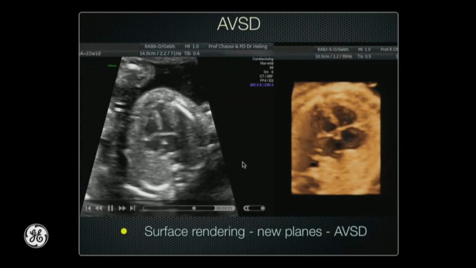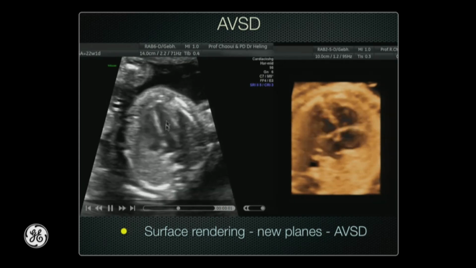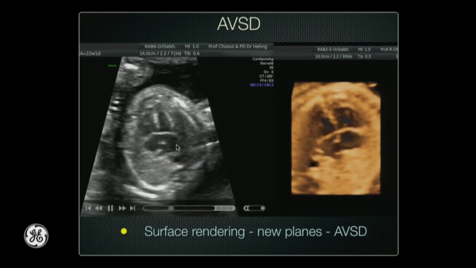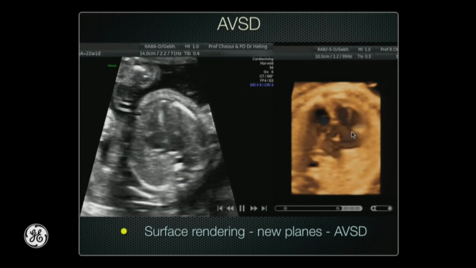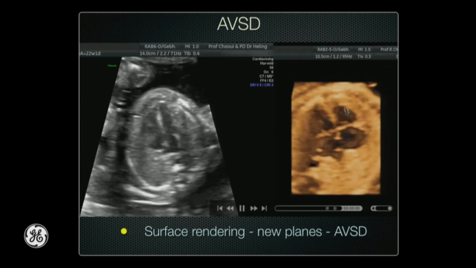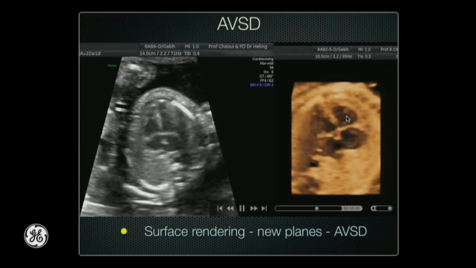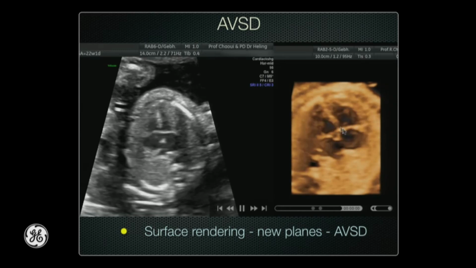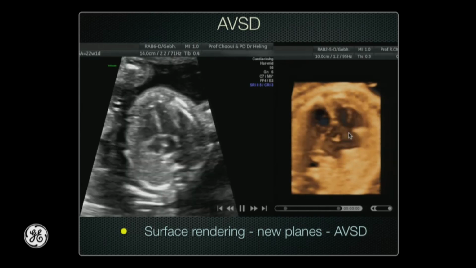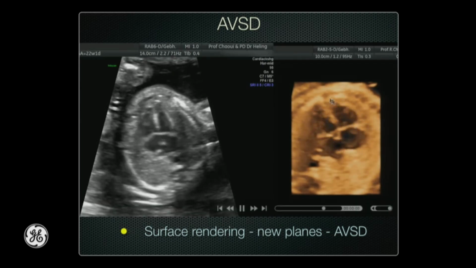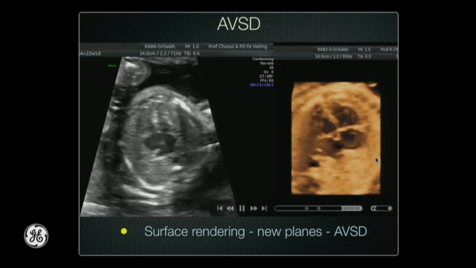And I told you before that we also use the rotation of the volume in cases with AVSD. This is a normal 2D scan of AVSD. This is a surface rendered scan of AVSD using STIC technology. And always we have a sharper and better image using the STIC technology. We see the AV valve much better than in 2D. We see the different structures of the heart much better.